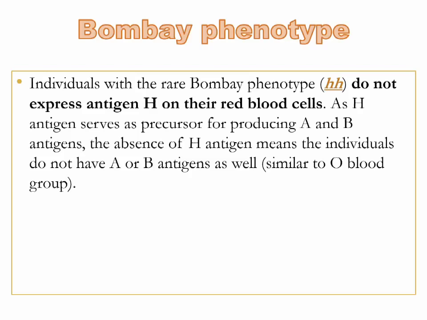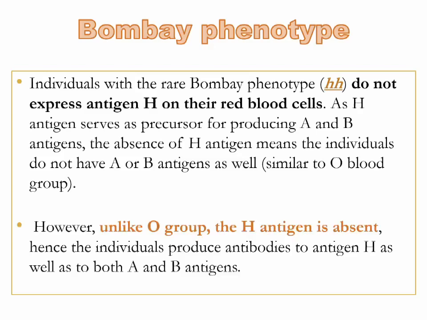They are similar to the O blood group, but what is the difference between them and the O blood group? They don't have the H antigen, but the O blood group has the H antigen. So here, unlike the O group, the H antigen is absent. The individuals produce antibodies to antigen H, as well as to A and B antigens. So the Bombay phenotype will have anti-A, anti-B, and anti-H in his serum.